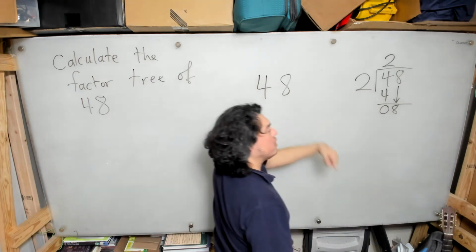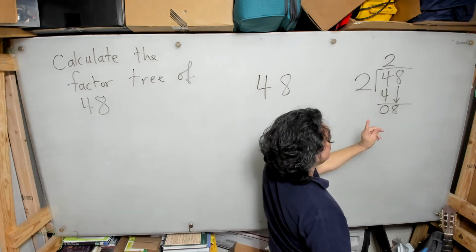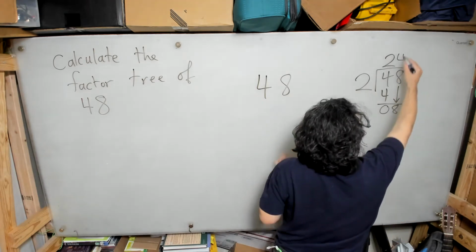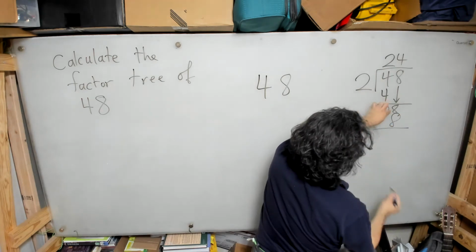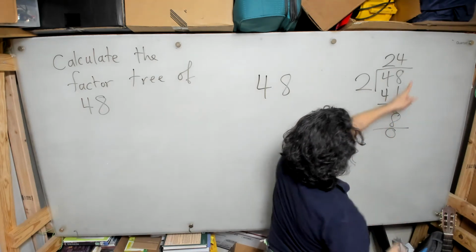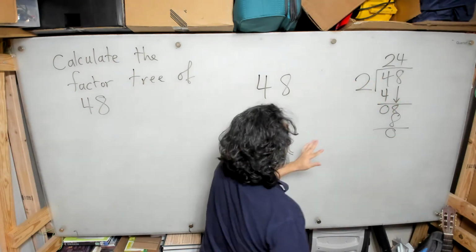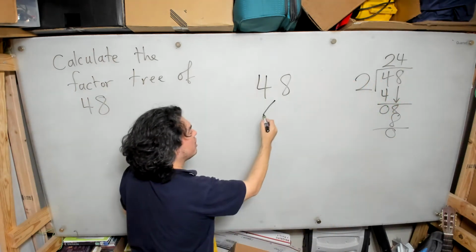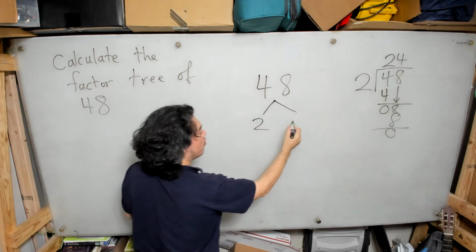And then I ask the next question. How many times does 2 go into 8? 4 times. Why? Because 4 times 2 is 8, okay? 8 minus 8 is 0. There's no digit to bring down further, so it stops there. So what I have just done is I've realized that I can break up 48 into 2 times 24.